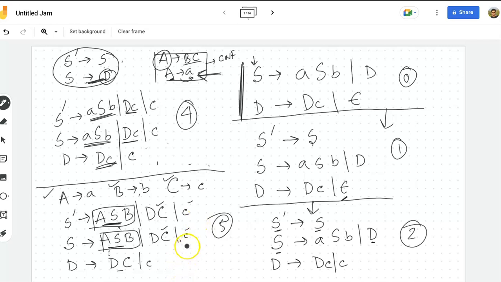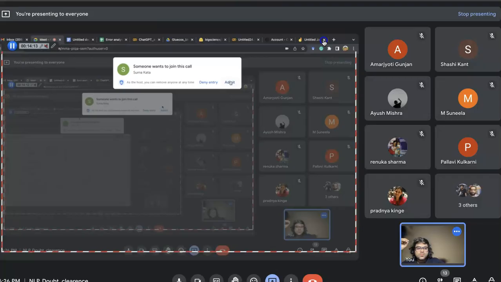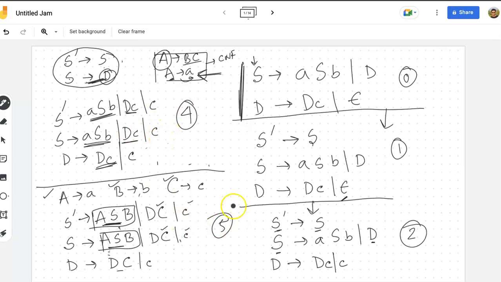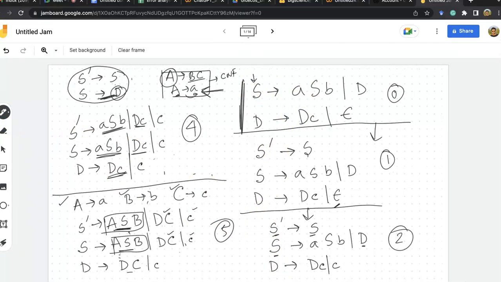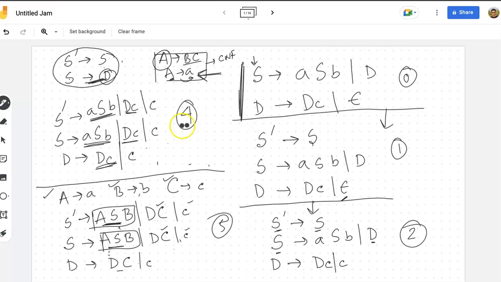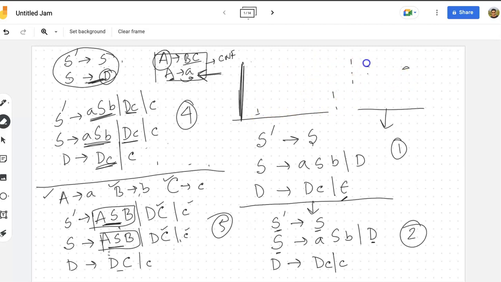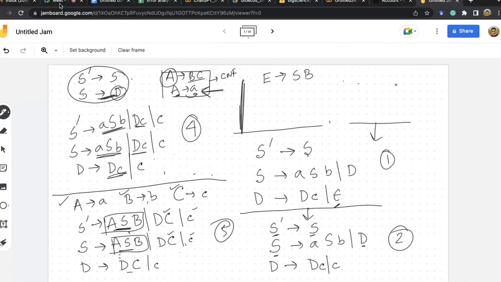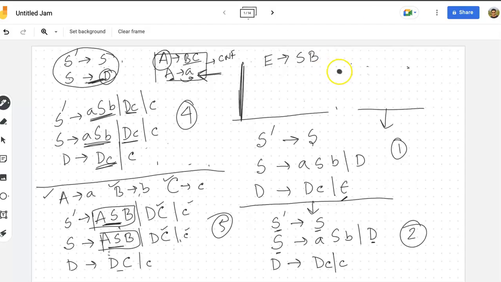So let's introduce another variable. In this slide there is no space, so I can just write it here. First let me remove the first thing so we will have a space. This is the given thing, so I can remove it. So what we can do is replace. Let's introduce another variable called E. It can go to SB.